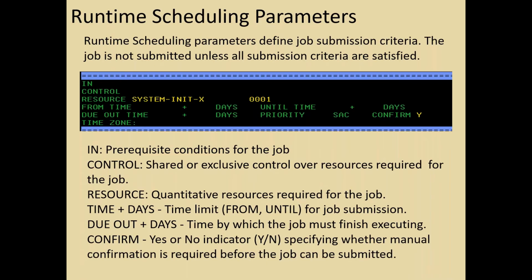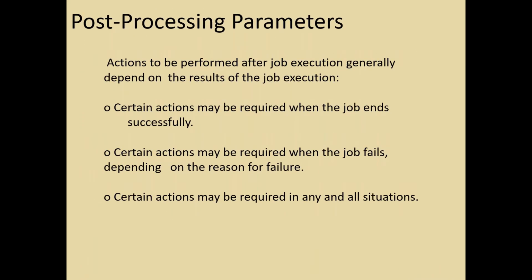Now the next is your post-processing parameters. These are actions to be performed after a job execution, generally depending upon the result of the job execution. That is, certain actions may be required when a job ends successfully, certain actions when a job fails, depending upon the reason for the failure, and certain actions in any and all situations. Post processing is nothing but, whenever any of your jobs is failing, it will not post the condition for your dependent jobs. In this situation, what do you have to do?